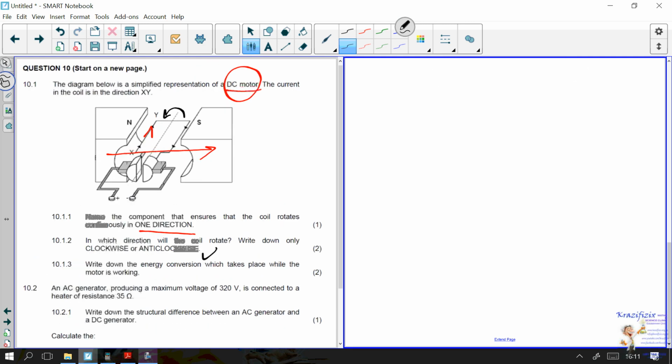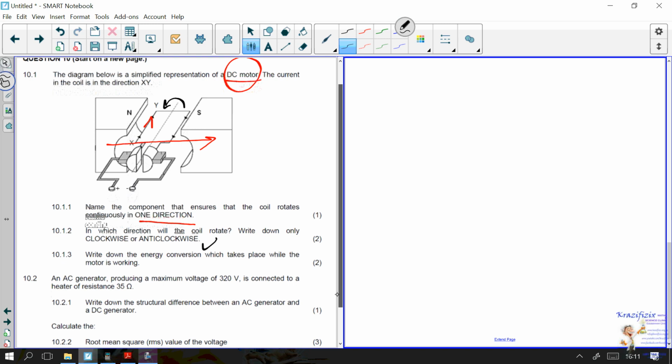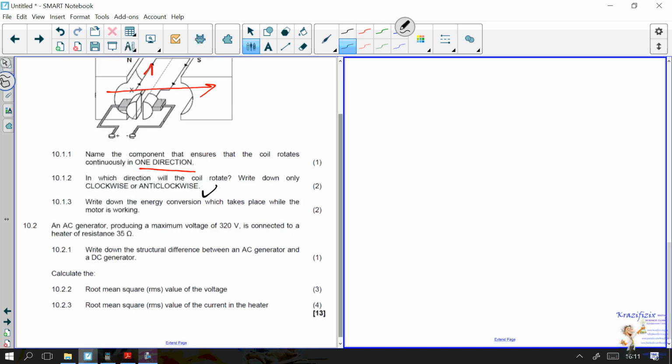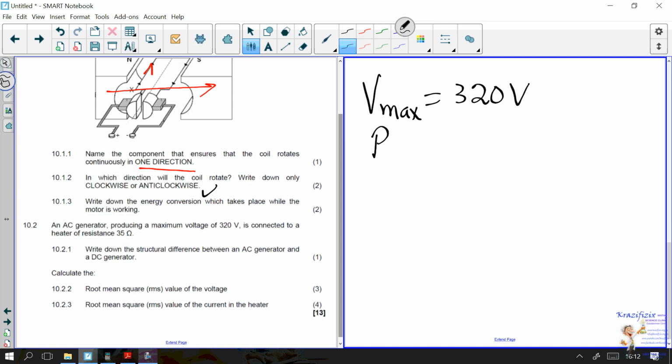10.2. Alright. An AC generator produces maximum voltage, Vmax, 320 volts. Resistance, 35 ohms.